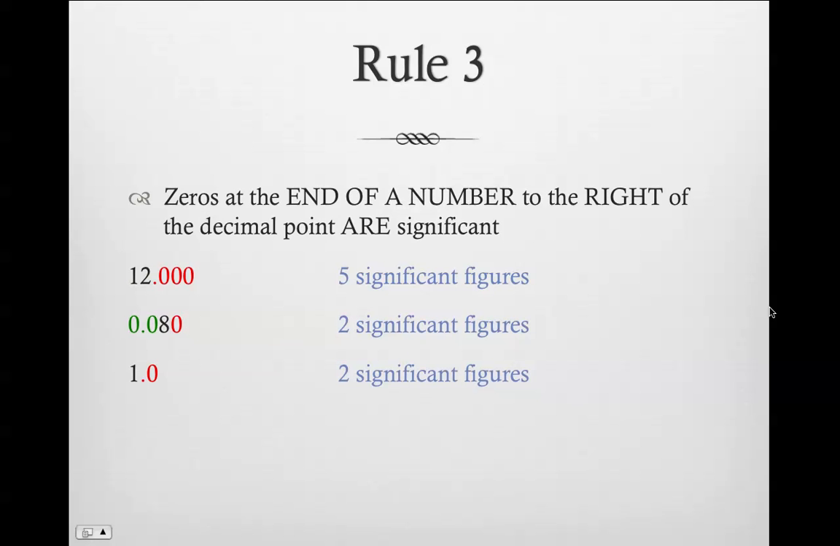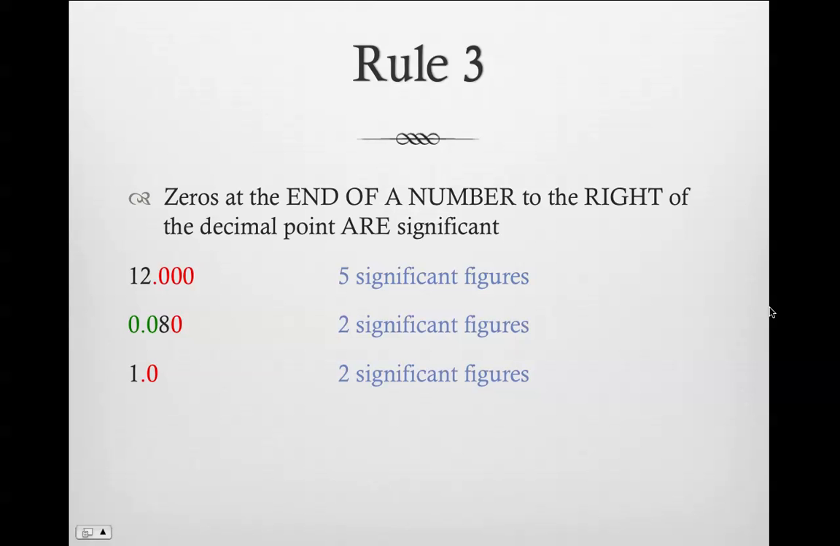Rule 3. Zeros at the end of a number to the right of the decimal point are significant. So taking a look at the first example, 12.000, the zeros to the right of the decimal point are significant, no matter how many zeros you will have. So this will have a total of 5 significant figures.